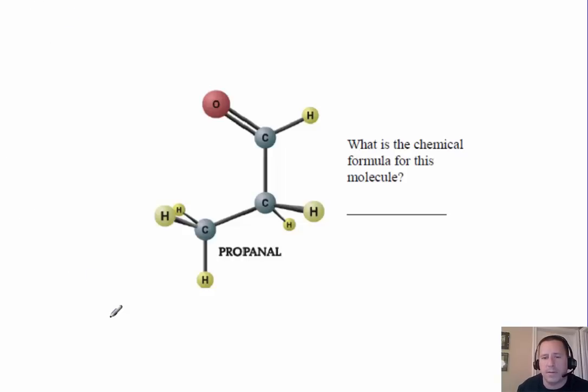Okay, once again, starting with the carbons, how many of those do we have? We have 3. How many hydrogens do we have? 1, 2, 3, 4, 5, 6. And how many oxygen do we have? Just 1. And we don't need to write an invisible 1 there as a subscript. It's just assumed. C3H6O.